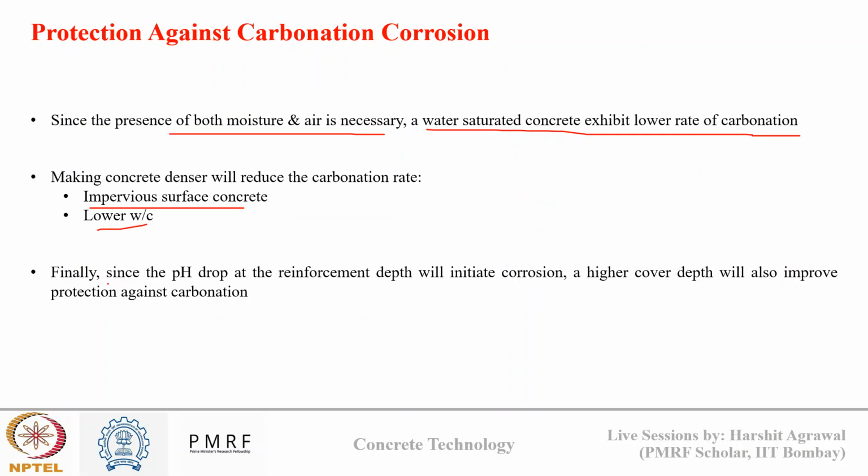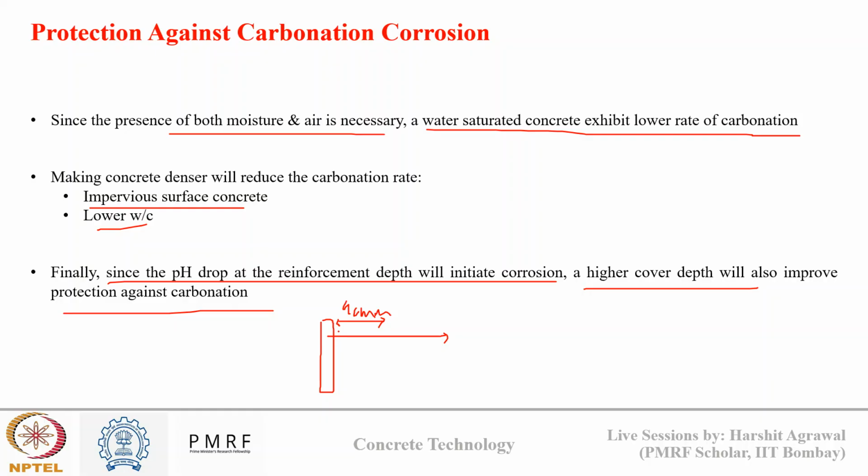And finally, since the pH drop at the reinforcement initiates the corrosion, a higher cover depth will also improve the protection against carbonation. Suppose my steel reinforcement is here and this is my cover, 40 mm cover. Instead of 40 mm cover, if I keep 75 mm cover, then CO2 will need to penetrate to a greater depth to cause the pH of the concrete near the surrounding of steel to depassivate. So a higher cover depth will delay the depassivation of steel. That's why it is written that a higher cover depth can also improve the protection against carbonation.